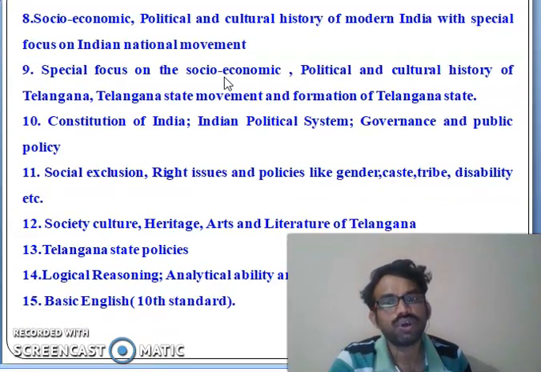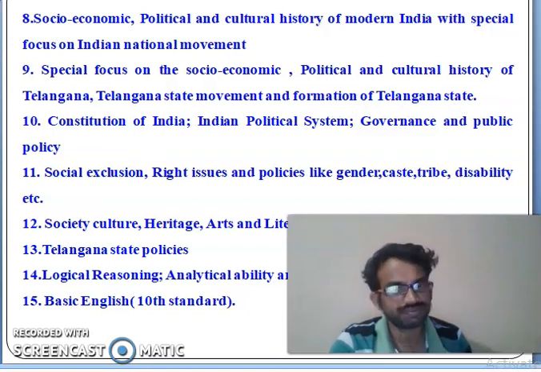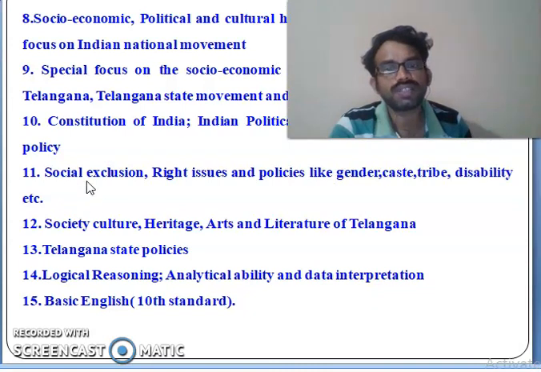The ninth topic is the special focus on the socio-economic, political and cultural history of the Telangana state movement and the formation of the Telangana state. The tenth topic is the Constitution of India, political system, governance and public policy. The 11th topic is social exclusion, rights issues and policies like gender, caste, tribes, disabilities, etc. These social exclusion bits they will ask. The 12th topic is society, culture, heritage, arts and literature of Telangana. The 13th topic is Telangana state policies.